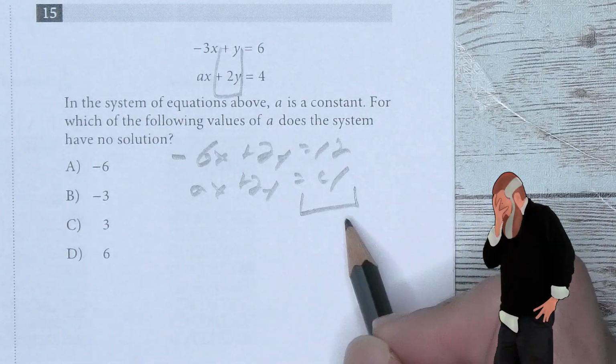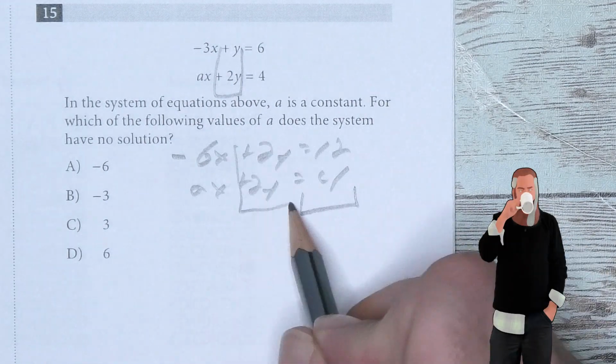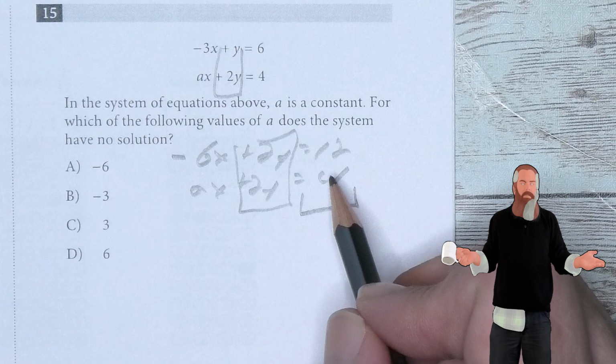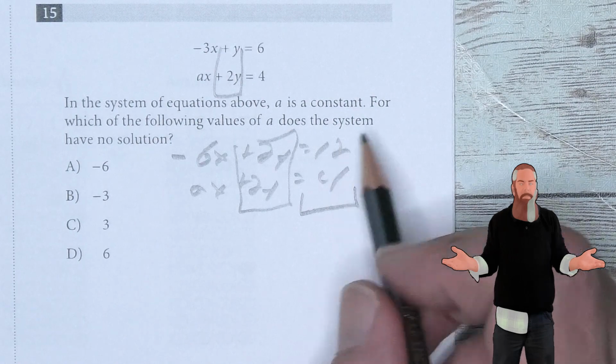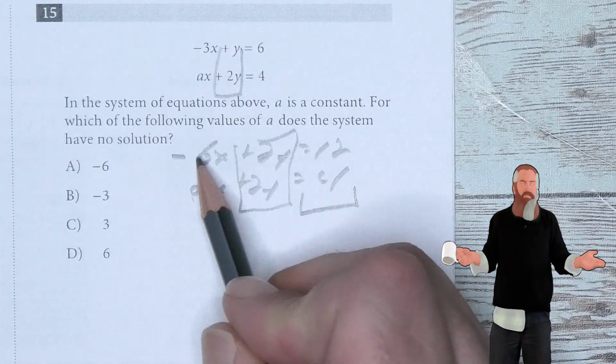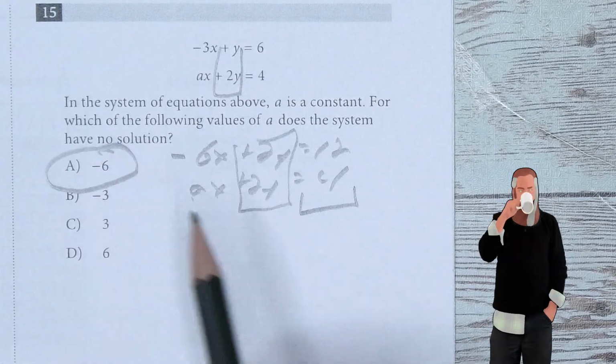The fact that these two numbers are different while these are the same means it would be parallel. There would be no solution, as long as A were equal to negative 6. So A is our answer.